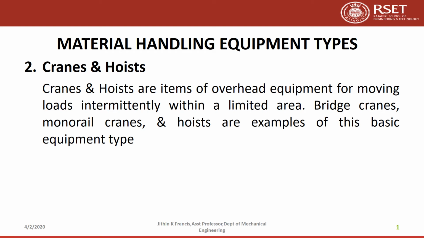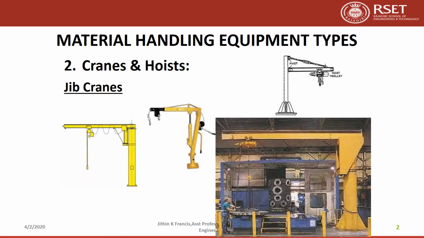Another material handling equipment is the crane and hoist. Now, cranes and hoists are items of overhead equipment for moving loads intermittently within a limited area. Bridge cranes, monorail cranes, and hoists are examples of this basic equipment type. Here you can see the jib crane.